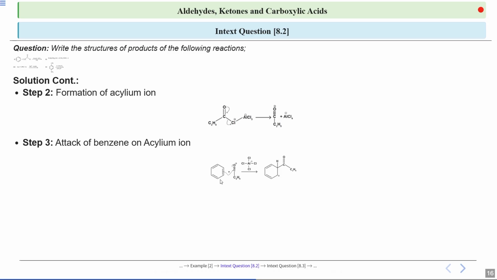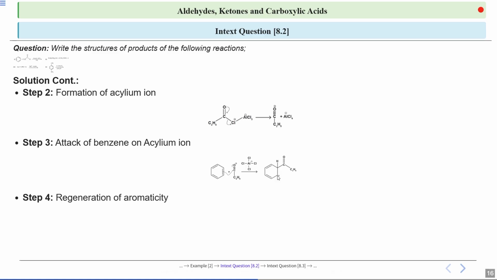Now this attack results in the formation of a new carbon-carbon bond. If you see this carbon and this carbon, this is the formation of the carbon-carbon bond, expanding the molecular structure. So after this attack, this benzene ring is now attached to the acylium ion, forming a new intermediate.